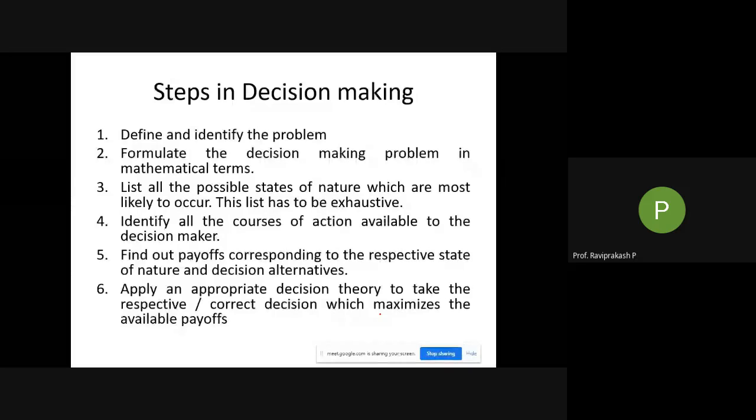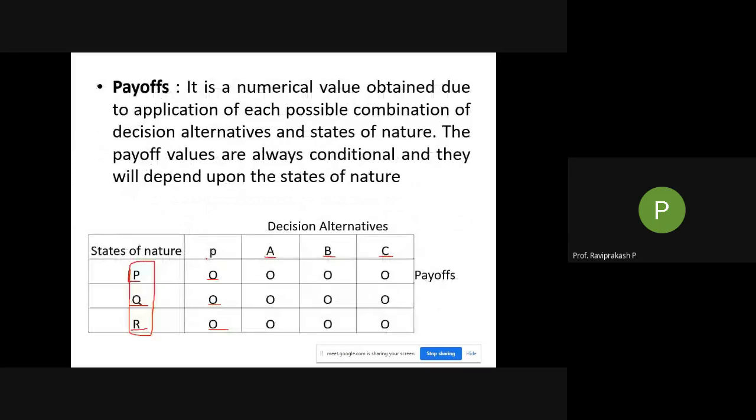So these are the different steps. First, identify the problem. Then the problem should be formulated in mathematical terms. Then identify the different states of nature, and they need to be exhaustive. Those need to be put in one place. Then come the different alternatives. Based on the states of nature and the alternatives, there would be some payoffs. Many times the probability p will also be given to you, so you need to consider this p while solving the problem.